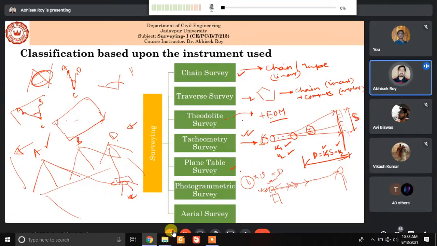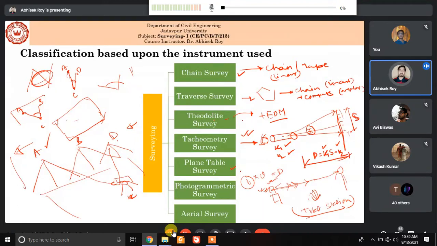So the theodolite combined with electronic distance measurement is how the more advanced instrument, the total station, was developed. Right now almost all of this chain surveying, traverse surveying, theodolite surveying, tachymetry surveying, plane surveying, all this sort of instrument is almost not in use. So whatever you are studying in the first semester is not in use. You are not going to practice these things in the field in a large amount, because right now the total station is in practice, which you will learn in your surveying 2 classes.